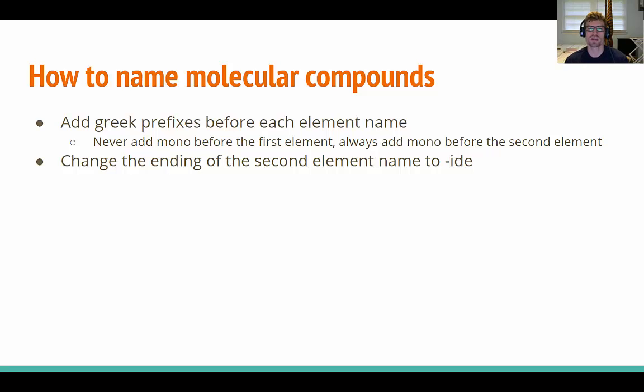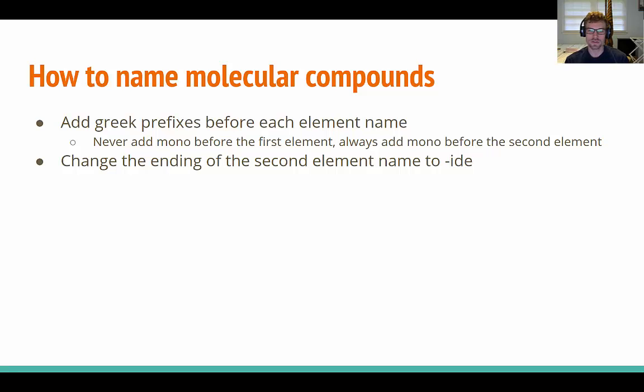Okay, so let's talk first about how to name the molecular compounds. First things first, we just got to add our Greek prefixes, again, before each element name or at the beginning of each element name. Now, the one exception to that rule is that you never add mono before the first element, but you always add mono before the second element. We're going to look at an example of that rule soon.